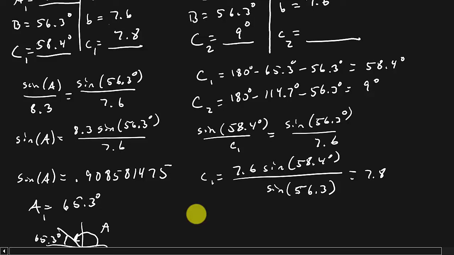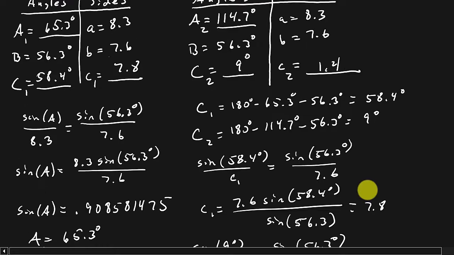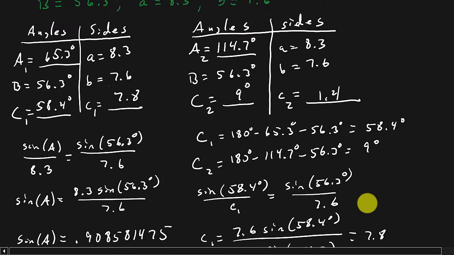And then you would do for C2 similarly. That's going to be sine of 9 degrees over C2 equals sine of 56.3 degrees over 7.6. And you're going to get C2. I won't show that because it's the same as how we did C1. You would get 1.4. And there's your two triangles. All right.